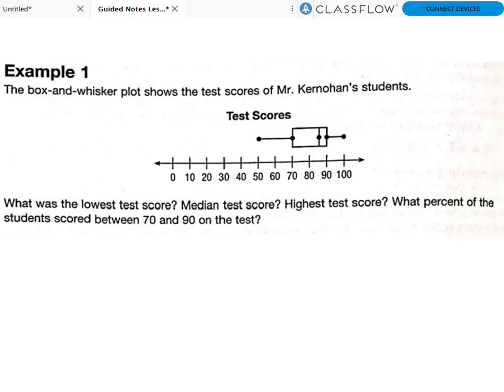So now that we've talked about box and whisker plots and how they're laid out, we're going to look at two examples here on interpreting them and figuring out how to answer questions using this information.